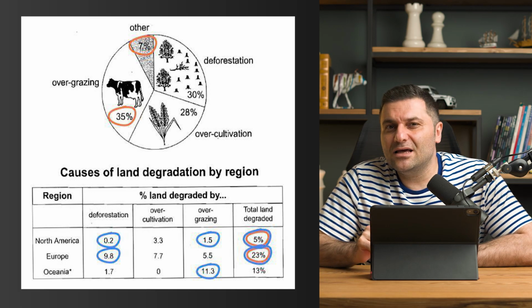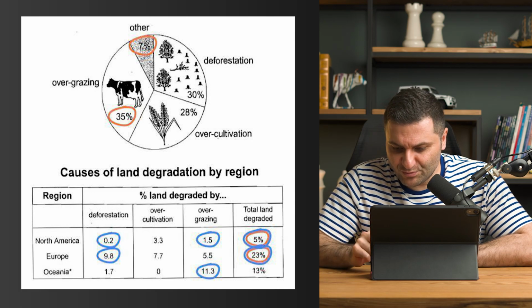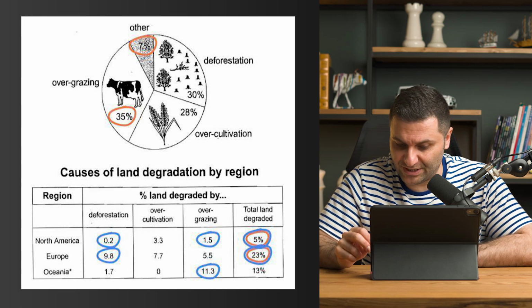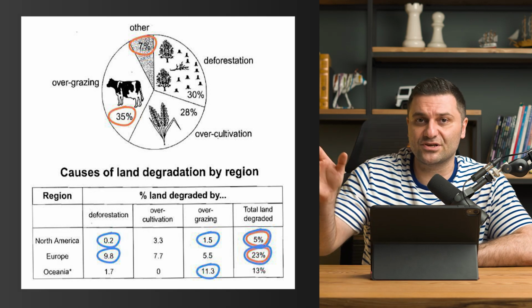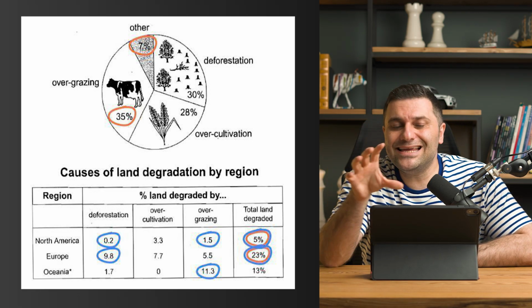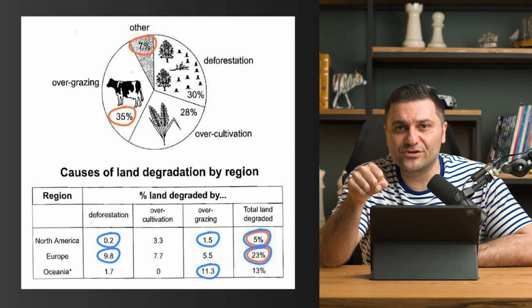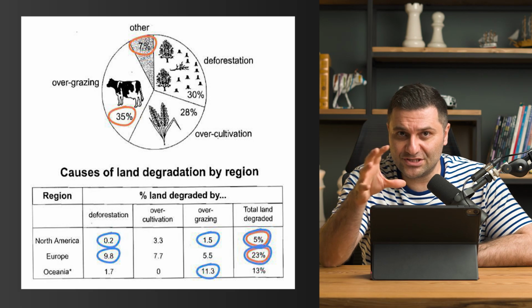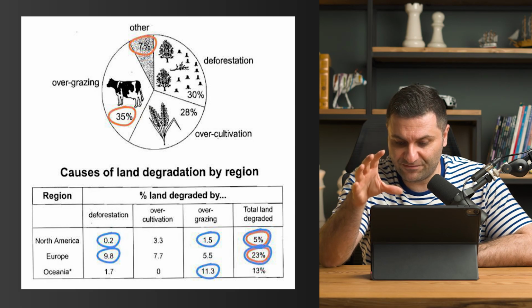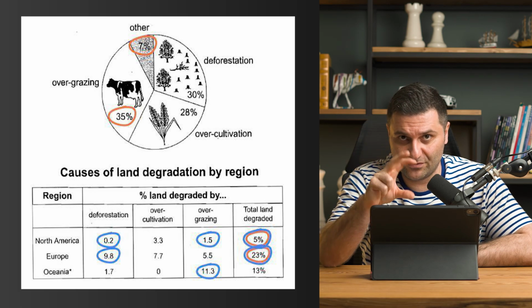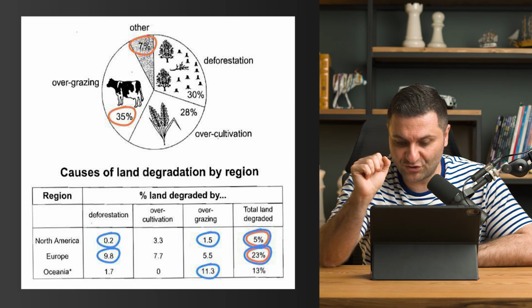And in the table, the lowest point is 5% in North America, and the highest point is 23% in Europe. So this is the highest and lowest point. And striking differences. In the table, we can actually find striking differences. For example, in deforestation, there is a striking difference between North America and Europe. So this is one striking difference.